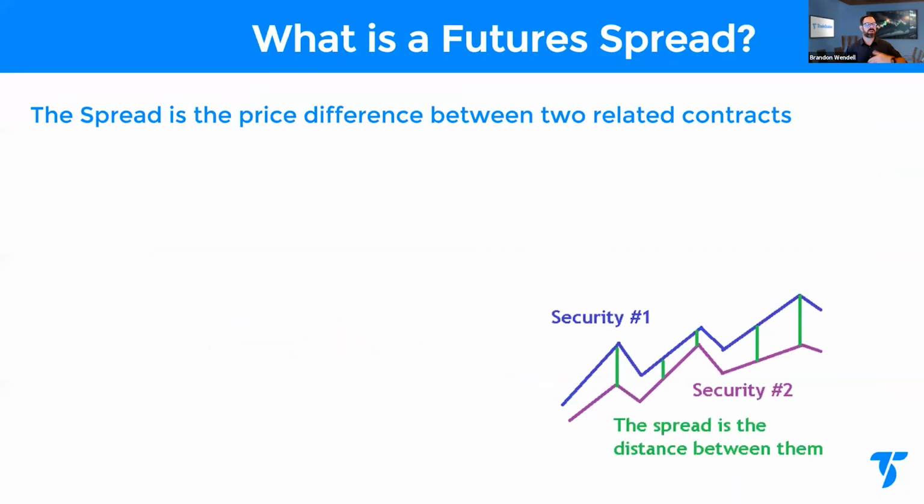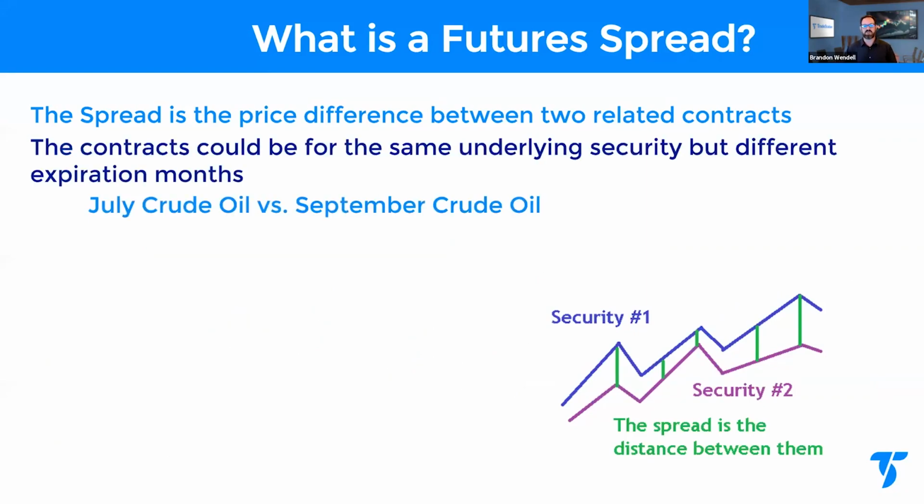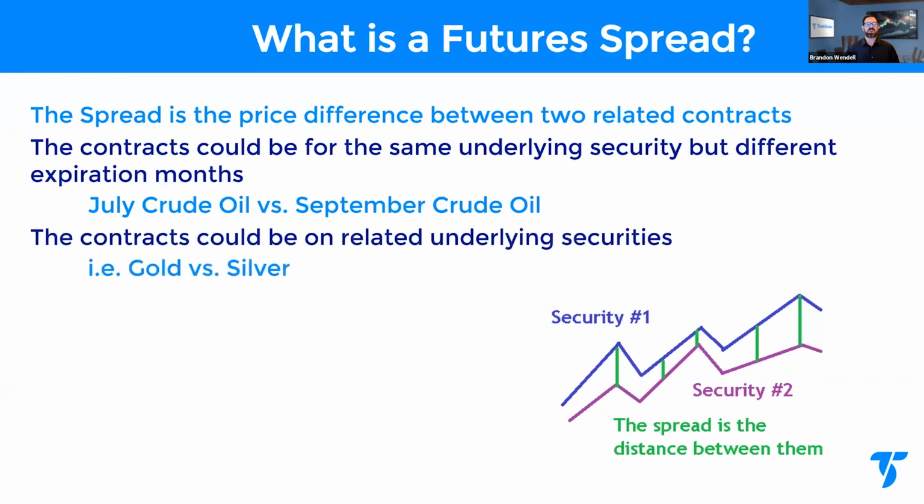So anyway, the spread is the price difference between the two. For instance, it could be the same security, crude oil versus crude oil, but with different months of expiration. Or they could be on related securities. They have to be related to be a spread. Okay, you can't just trade the S&P 500 versus copper. I mean, there may be a relationship there, but it's not a high correlation that's going to be recognized. But gold versus silver, two precious metals, or crude oil versus gasoline, the raw product versus the refined product, yeah, you could do those.